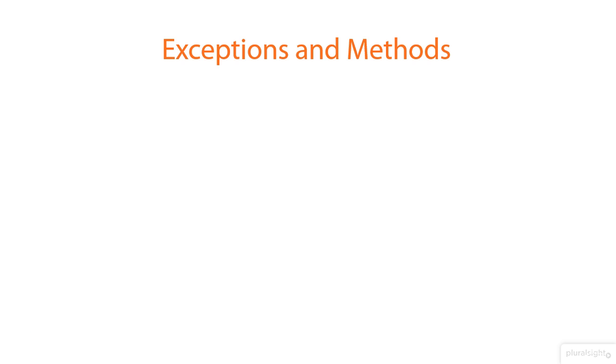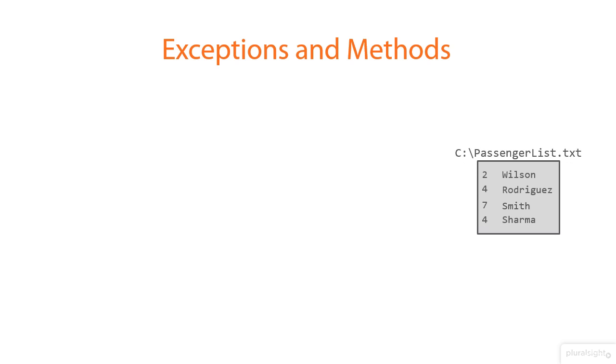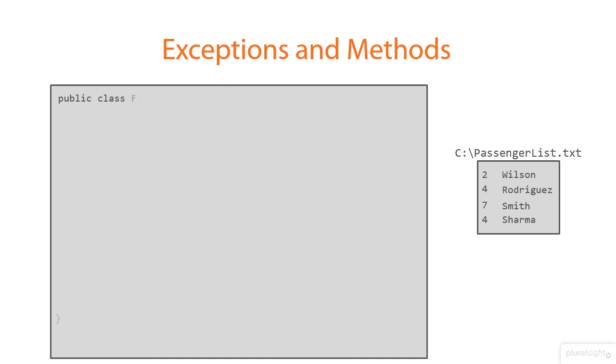So let's think about our flight class. Let's say we want to add some functionality to our flight class that allows passengers to be added from a text file. So the format of our text file will be that the first thing on each line is the number of people in a given party, a space, and then the name associated with that party. So we'll have our flight class here.